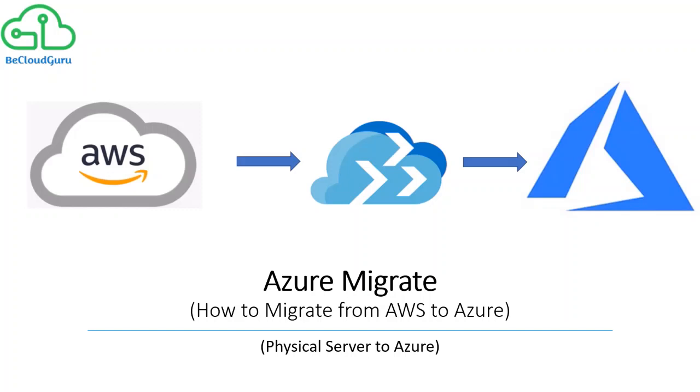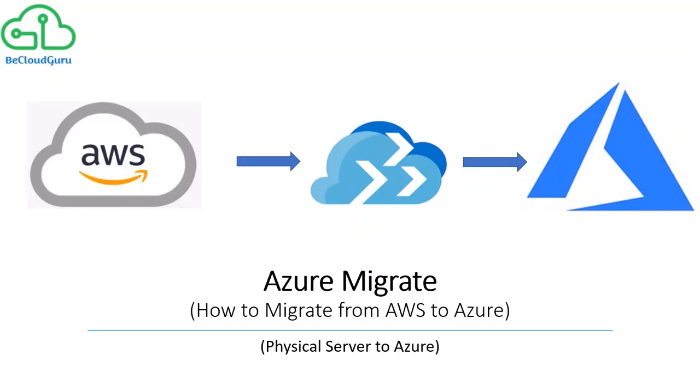Today in this video, I'm going to talk about Azure Migrate, the all-in-one tool on the Azure platform to migrate your on-premise physical and virtual machines, like your VMware and Hyper-V, to Azure. We can also use Azure Migrate to perform migrations from AWS to Azure. In this video, we'll see how we can migrate our EC2 instances from AWS to the Azure platform.